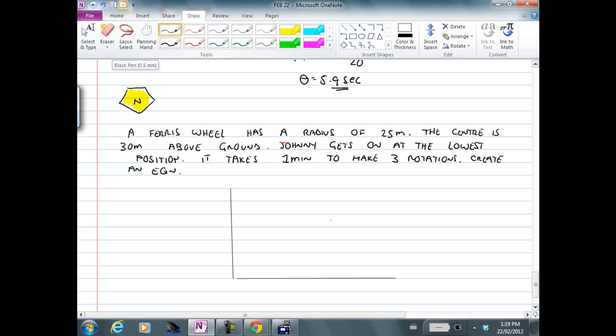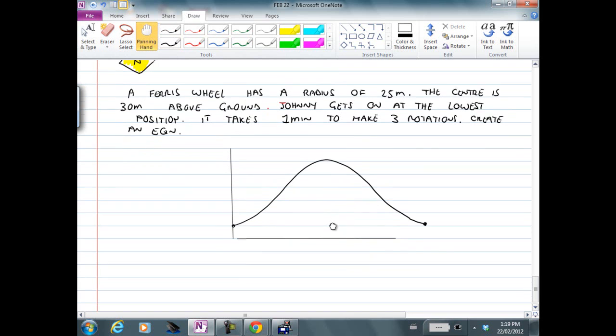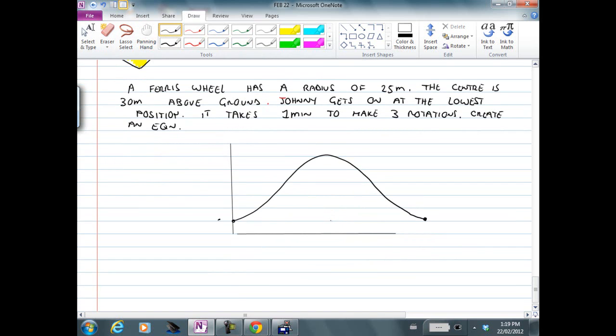A lot of you labeled this 5, which is correct. This should be 55, right there, highest position. Halfway should be 30. Now, that's not the trick. The trick is this point right here. A lot of students put 1 minute. That's where their error lies.